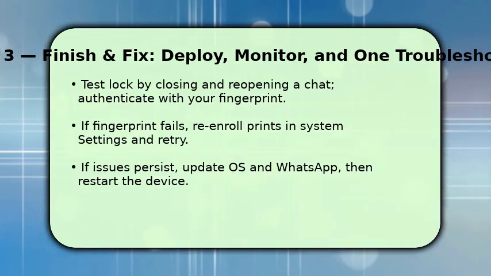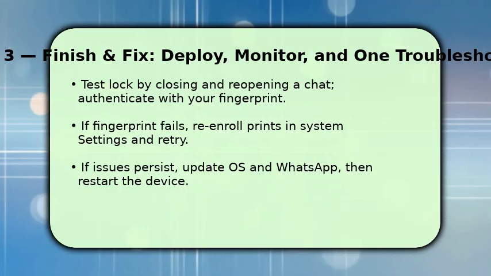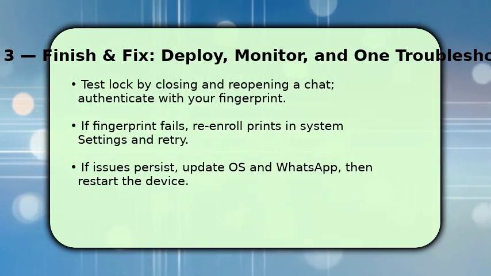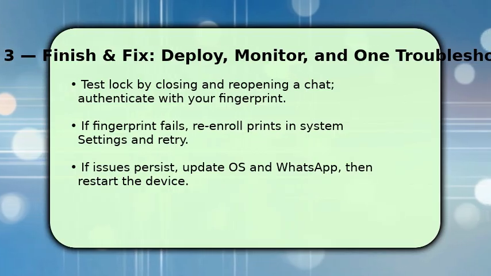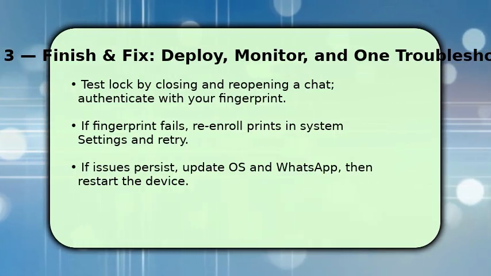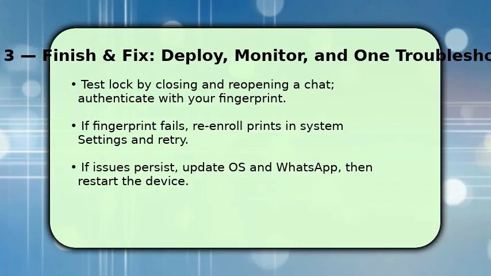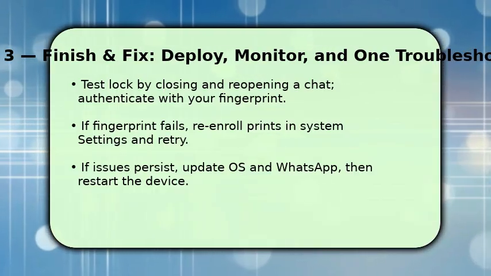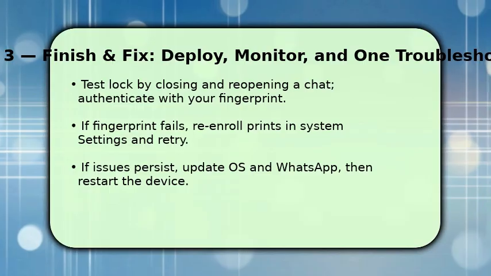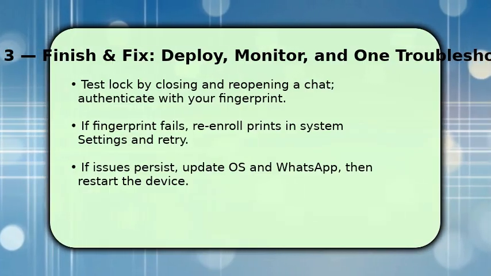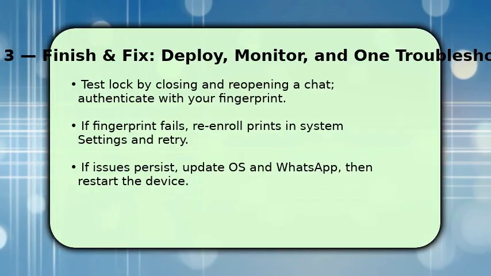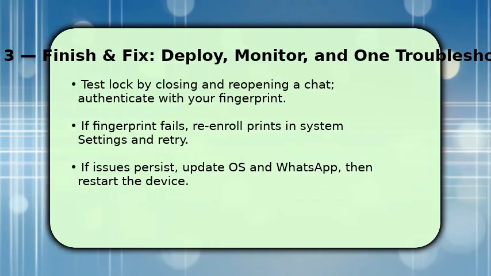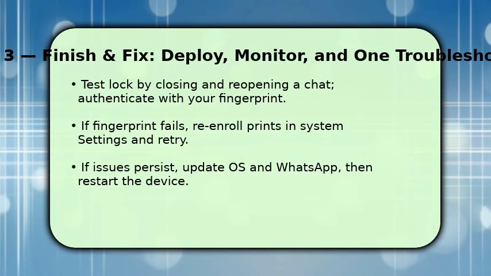If it fails, re-enroll fingerprints in your phone's system settings and try again. This often resolves registration mismatches. If problems persist, make sure both WhatsApp and your operating system are updated, then restart the device. This clears temporary biometric or permission glitches. One key tip: check app permissions for biometric access if authentication still doesn't work.